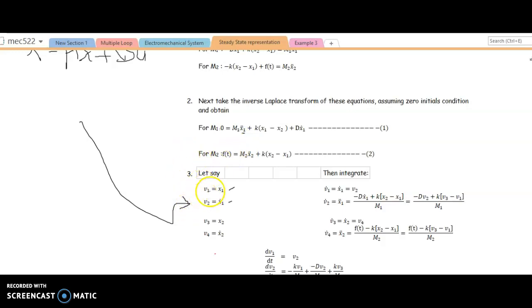So v1 equal x1, v2 equal x1 dot. Ini adalah untuk equation for M1. Then v3 equal x2, v4 equal x2 dot. Yang ni adalah untuk this one. Maksud kita, katakanlah awak ada single equation, maksud kita ada 2 variable. Lepas ni saya tunjuk yang next example.